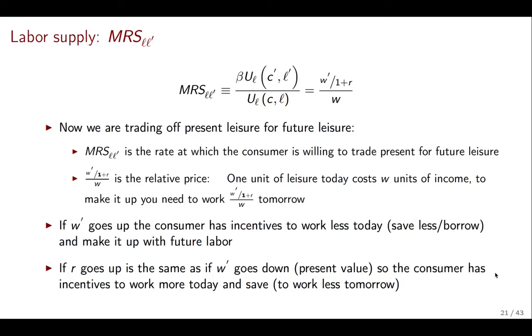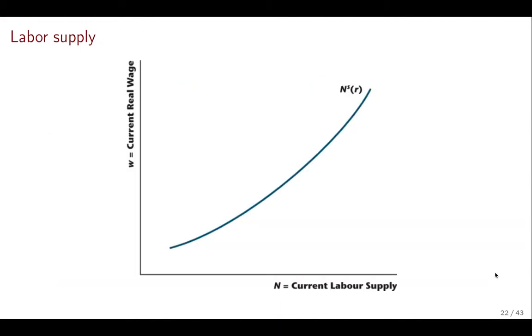That's going to incentivize you to work more today so that you have more money saved. Now interest rate is increasing, so saving looks like a good idea. Tomorrow you have more savings, you can work less. With this in mind, we can now finish up and look at the labor supply graphically.